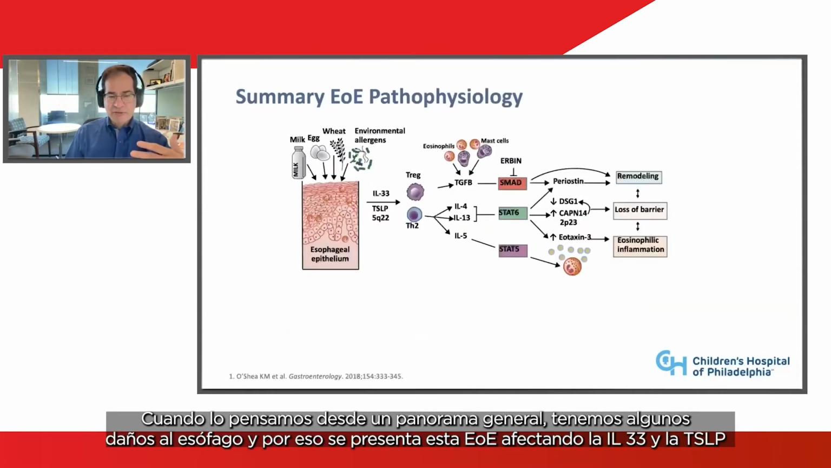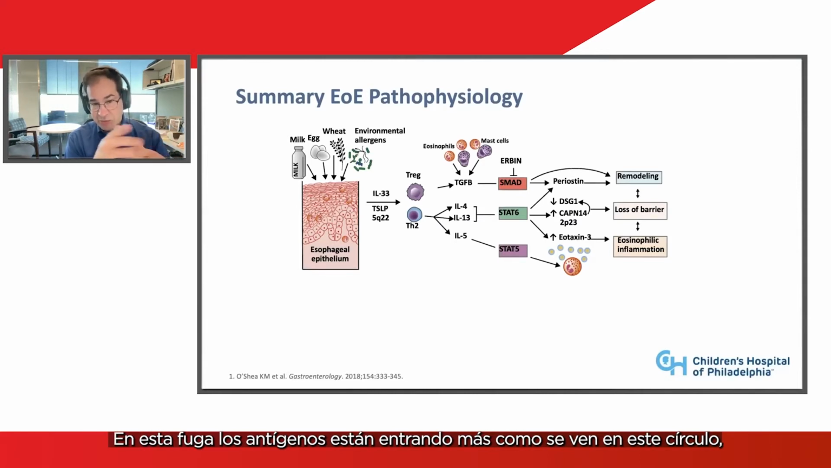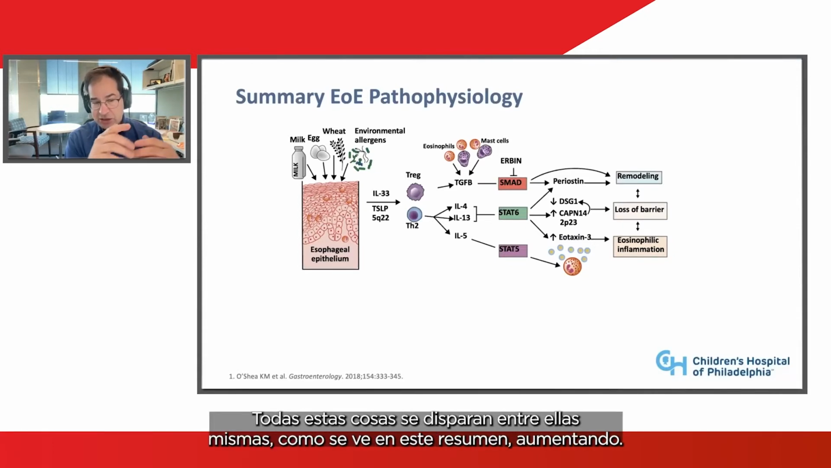When we think about it from an overall picture, we have some trigger that damages the esophagus, that triggers the alarmins, IL-33 and TSLP, that triggers a shift to Th2 pathogenesis, IL-4 and IL-13. These then stimulate STAT6, which causes the barrier to leak. And then when the barrier leaks, more antigens come in, so you get a circle. You also get activation of remodeling from STAT6 or periostin that causes the remodeling of the disease. So these things trigger each other, and you get an overall view of increasing disease.